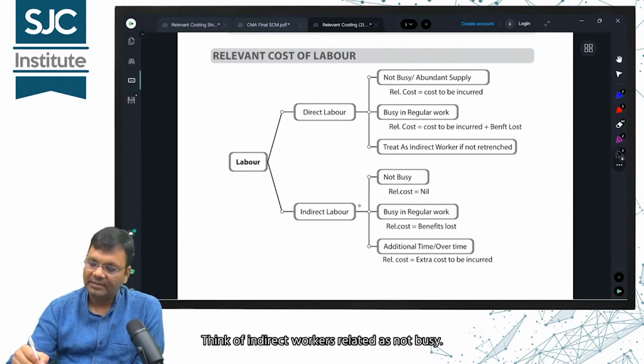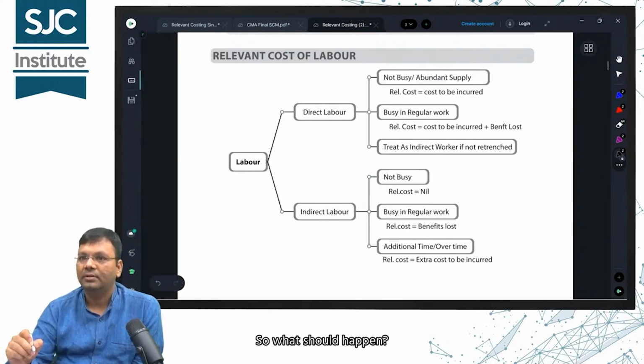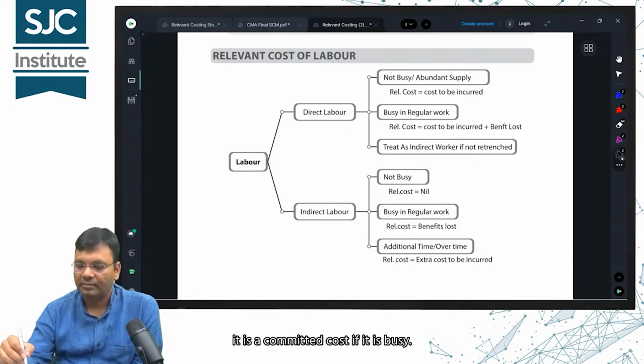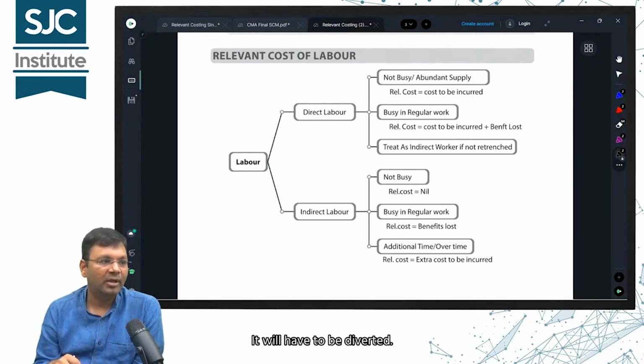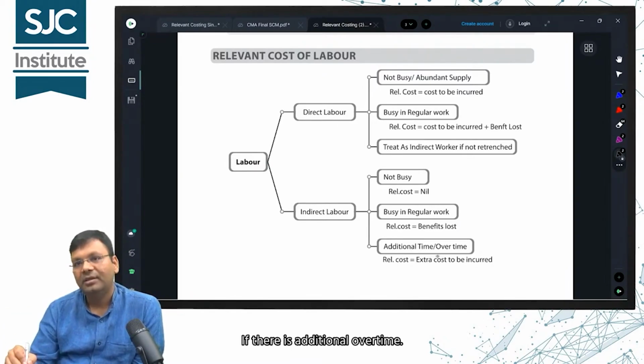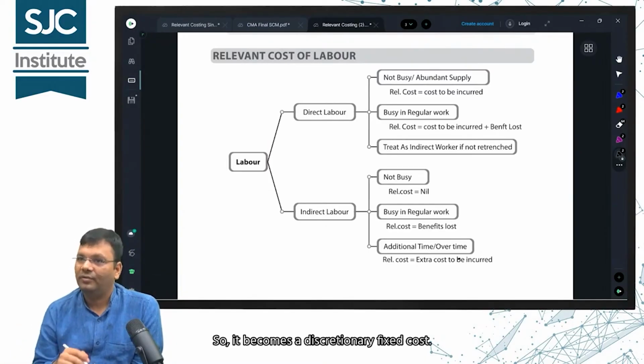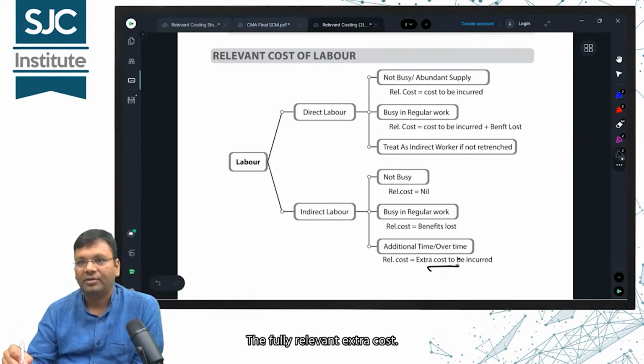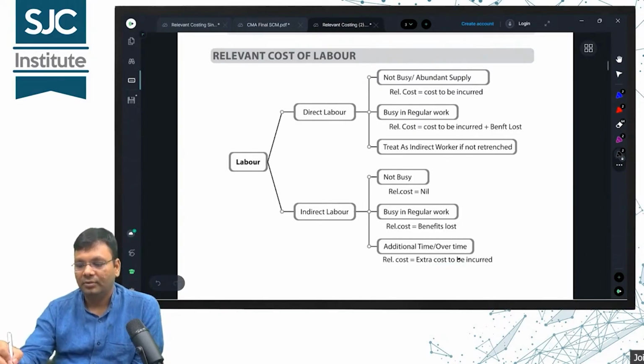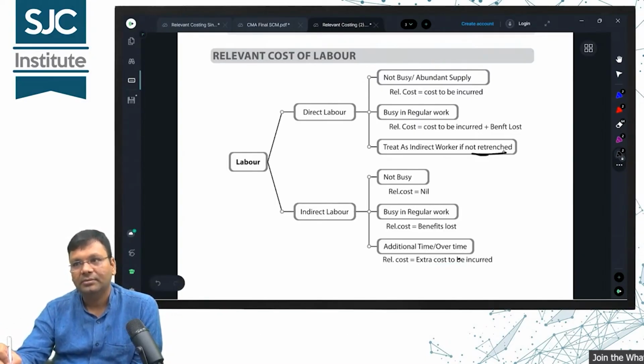Think of indirect workers, relate it as not busy. So what should happen if not busy? Then it is a committed cost. If it's busy, it will have to be diverted. If there is additional overtime, then it becomes a discretionary fixed cost. The fully relevant extra cost, if not retrenched or not terminated, is the same. This is the same as the hidden thing.